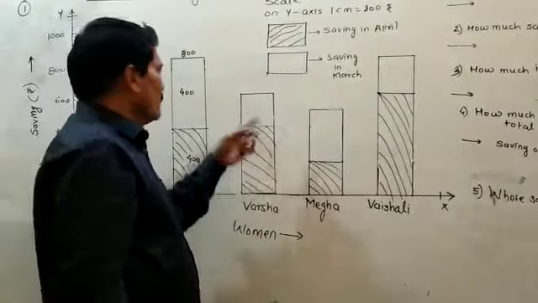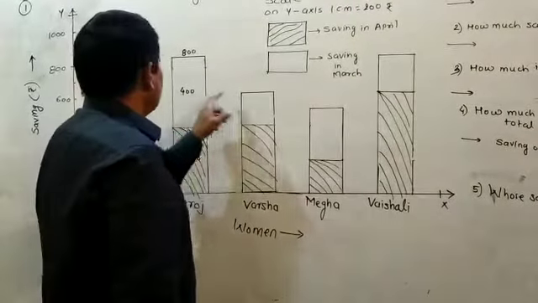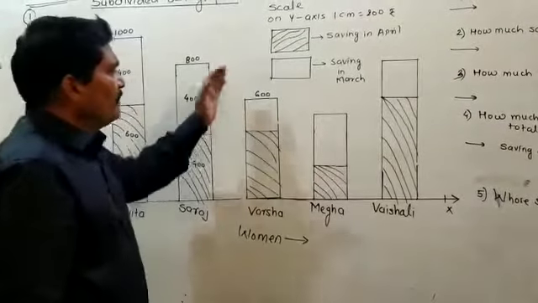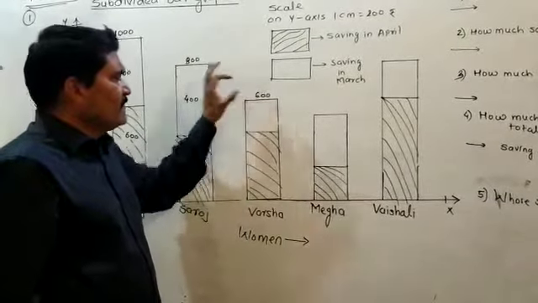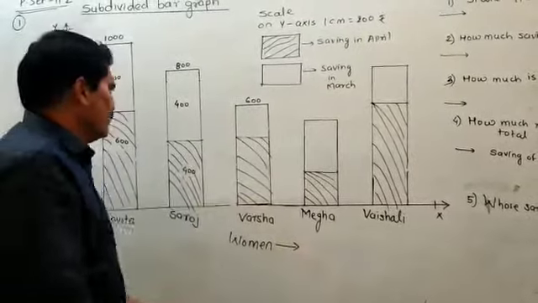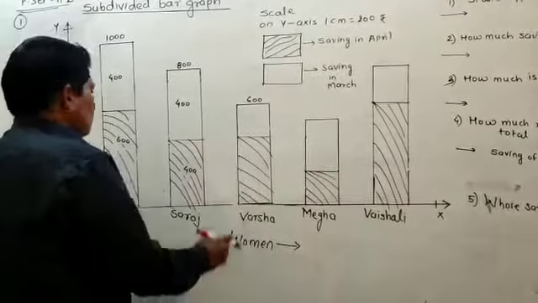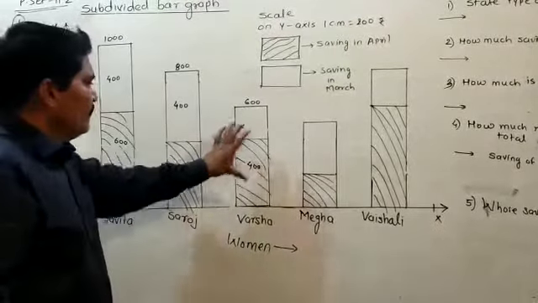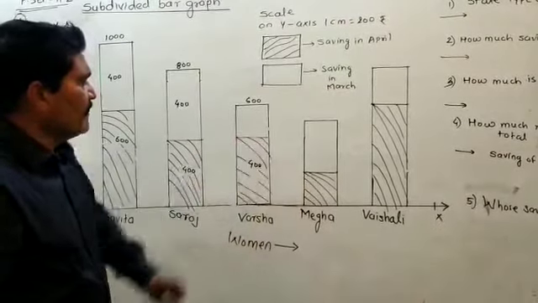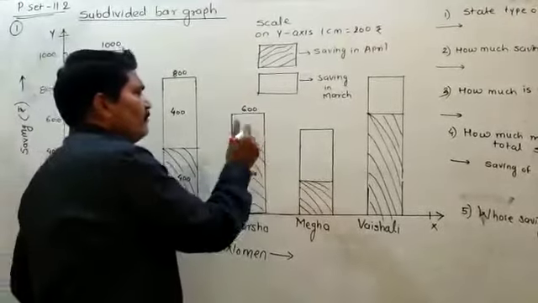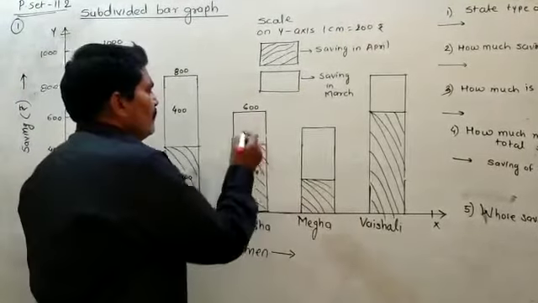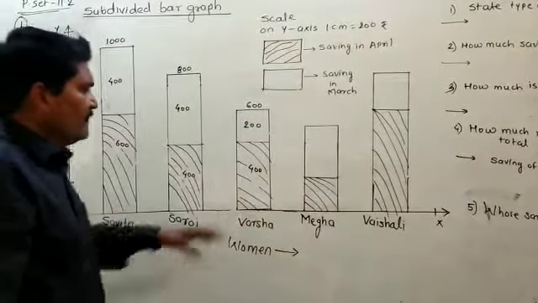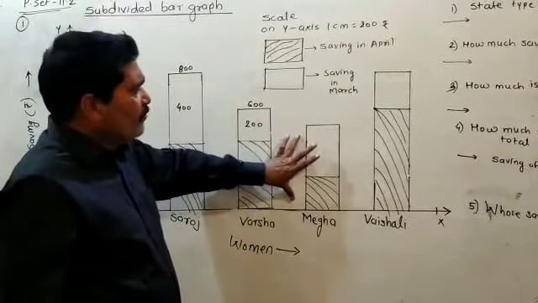How much does Varsha save in total? Varsha saves 600 rupees in both months, March and April together. In the month of April, she saves 400 rupees, and 600 minus 400 is equal to 200 rupees she saves in the month of March.